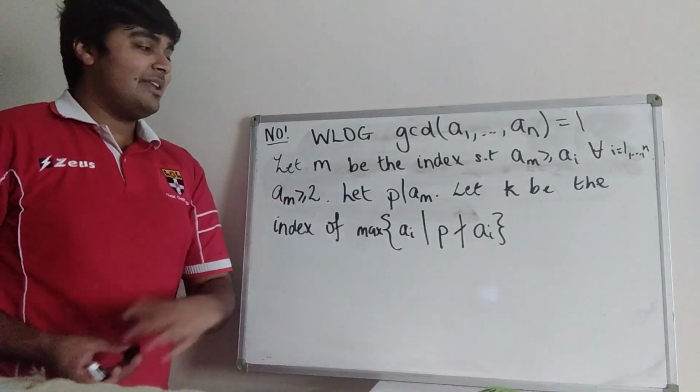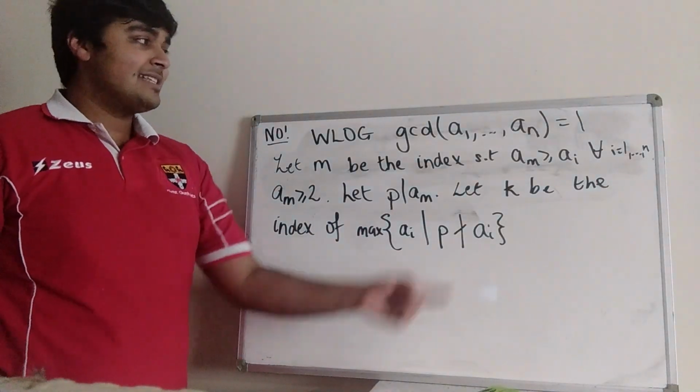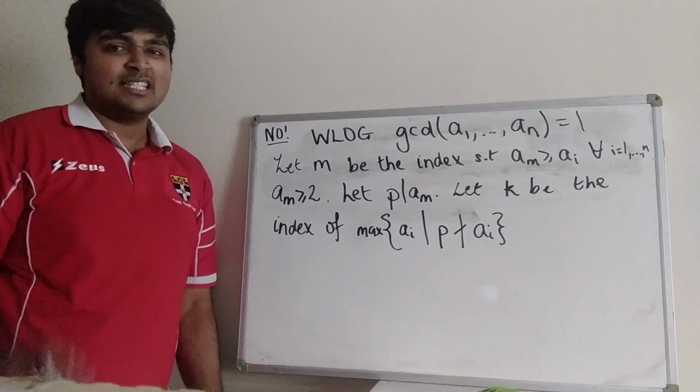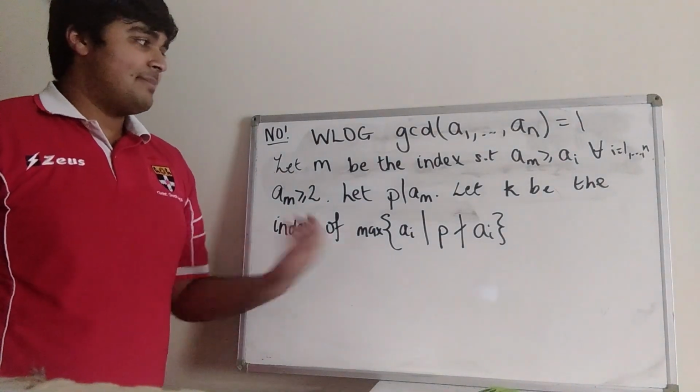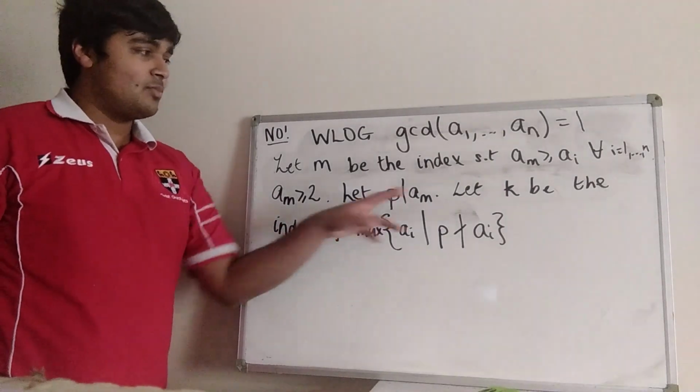Well, how do we know that? Well, if it was empty, then that would mean that p divides each of the a_i's, but then that would contradict this guy here, because then the greatest common divisor of all the a_i's would be at least p. Again, p is a prime, so it can't be equal to 1. Okay, so certainly this set is not empty, so this is well defined.